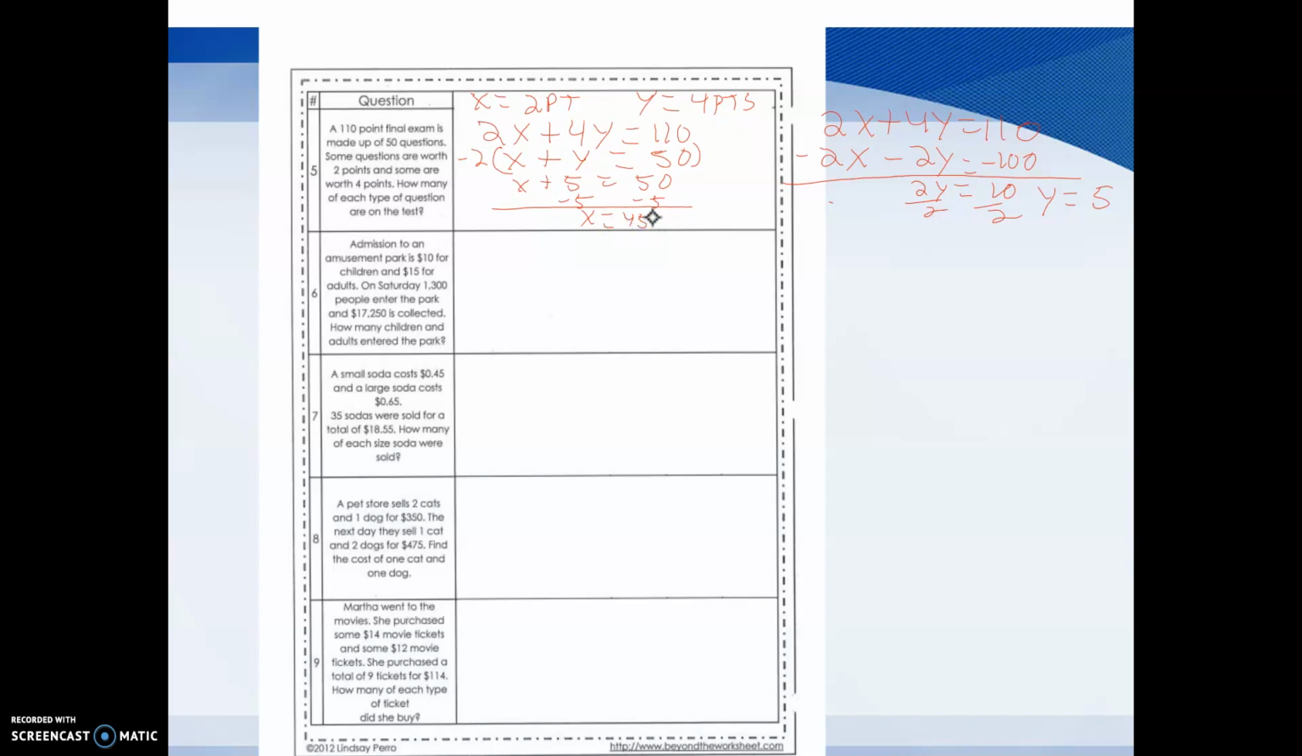So let's answer the question. So we got 45 2 pointers. Then we got 5 4 pointers. Okay. I've answered that. All right. I'm going to go on to a couple more of these.